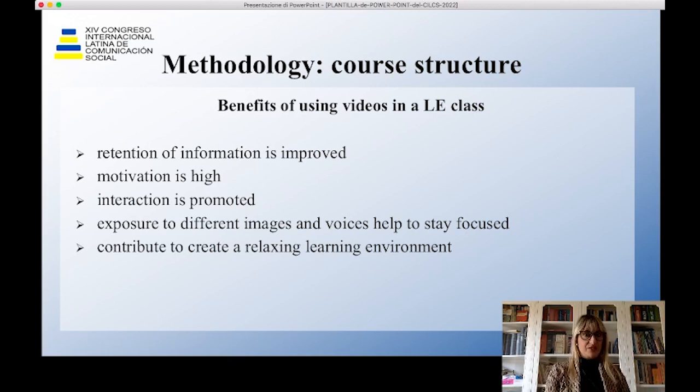There are several benefits of using videos in a legal English class. First of all, students are able to keep lots of information in their minds. So they are highly motivated, and motivation is one of the most important aspects we need to take into account in any English for specific purposes class. Interaction is promoted because they are encouraged to interact every time. They are exposed to different images and voices from different English-speaking countries, so this helps them stay focused, and using videos contributes to creating a relaxing learning environment.